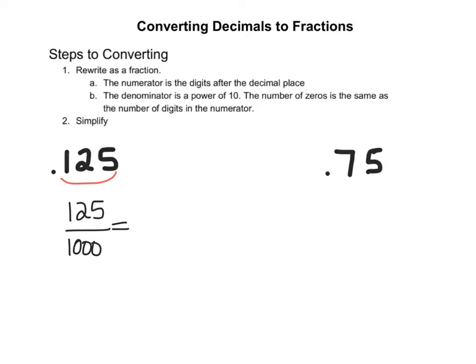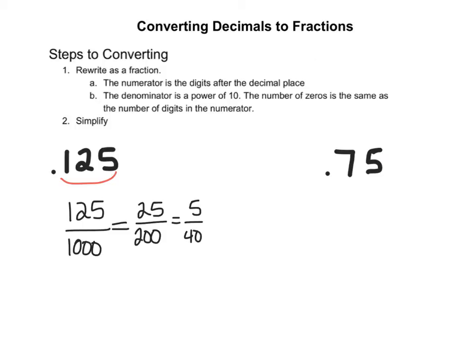So if I divide 125 by 25, I get 25. And if I divide 1000 by 25, I get 200. So I look and I say, okay, I have 25 and I have 200. I'm pretty sure that 5 will go into both of those. So I divide by 5. 25 divided by 5 is 5. 200 divided by 5 is 40.